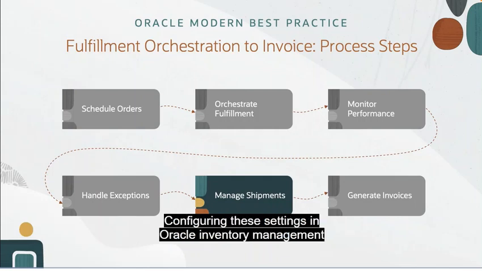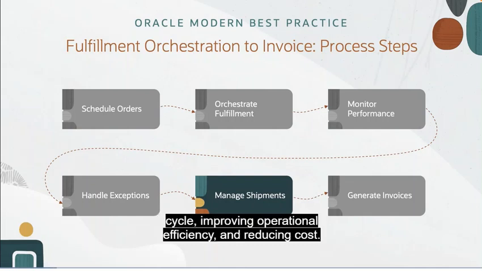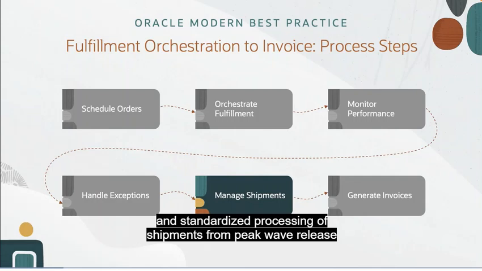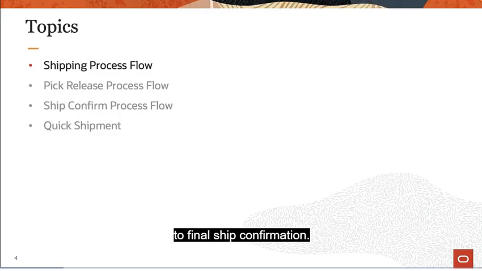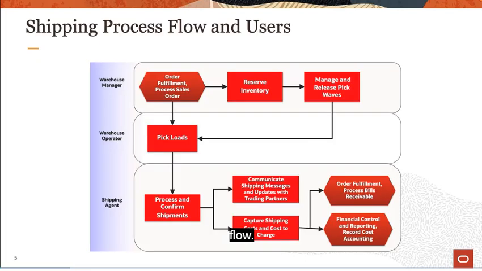Configuring these settings in Oracle Inventory Management provides significant benefits by optimizing the entire outbound logistics cycle, improving operational efficiency, and reducing cost. Additionally, it allows for automated, accurate, and standardized processing of shipments from pick wave release to final ship confirmation. In our first topic, we'll cover an overview of the overall shipping process flow.